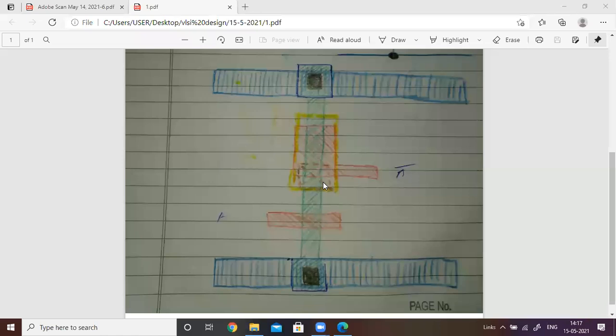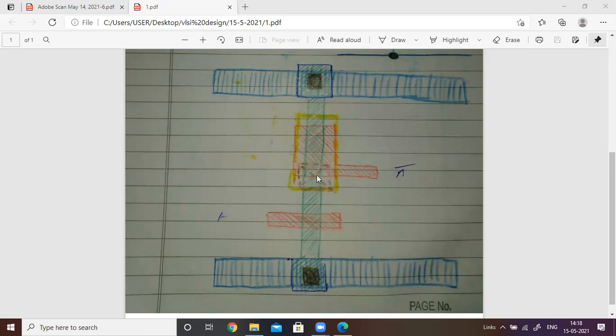We can use only buried contact because it requires very less space, and also the conductivity of the buried contact is good compared to the butting contact. That's why you can go for the buried contact. This is the buried contact in case of NMOS design style, don't confuse here.